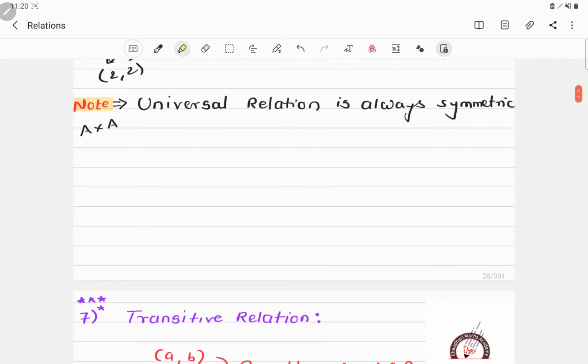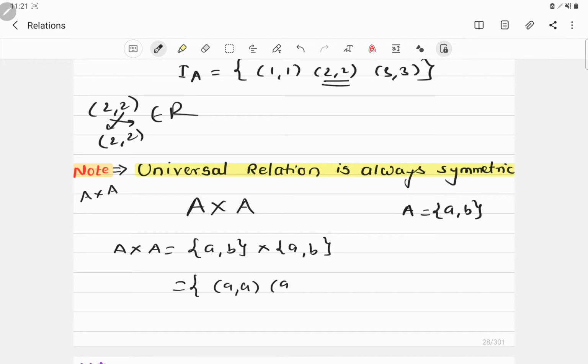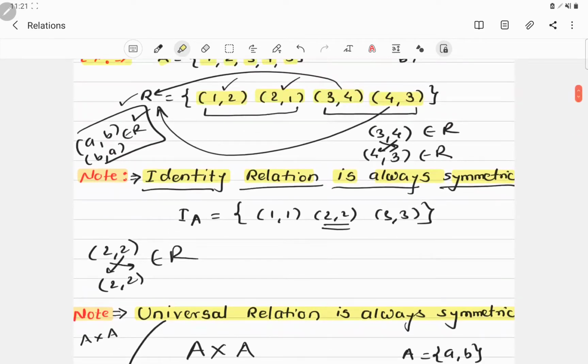Okay. Next sentence is: universal relation is always a symmetric relation. Every one of you knows what a universal relation is. It is always A cross A. If there are two elements A and B, then you know how to find A cross A. It is nothing but A, B with A, B combination. So all the possible ordered pairs are (A, A), (A, B), (B, A) and (B, B). This is called the universal relation A cross A.